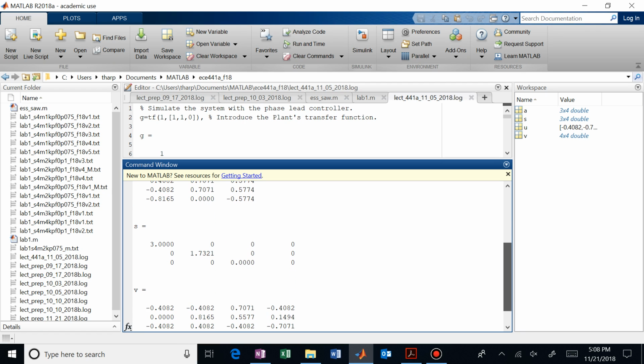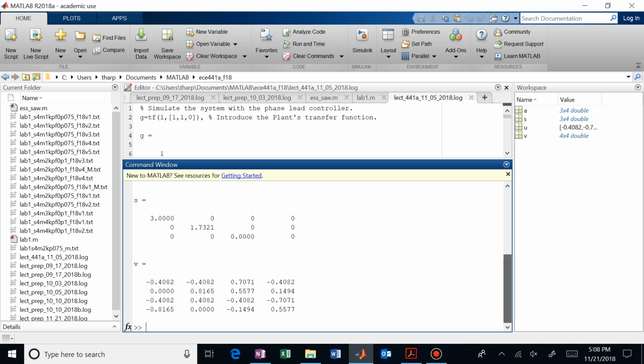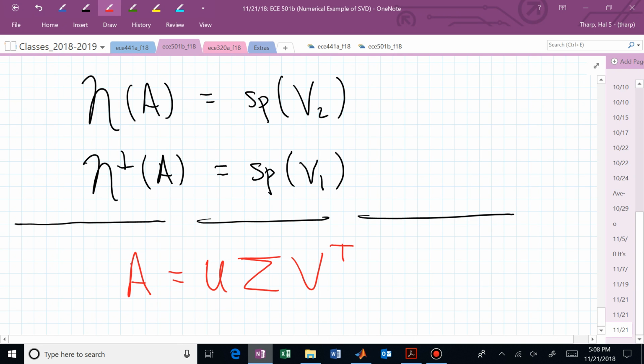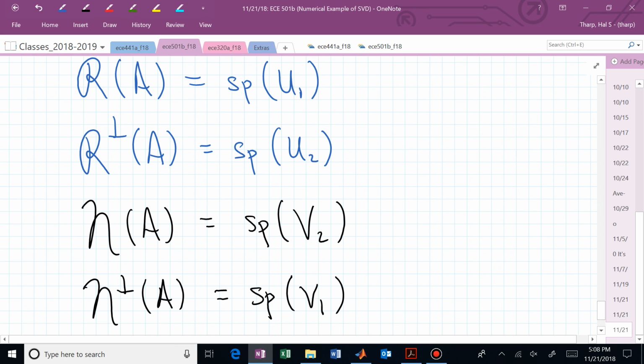generating the U matrix, the singular values. Here it was 3 and the square root of 3, and our two matrices consisting of orthonormal bases U and V. Those matrices U and V can now be compatibly decomposed into U1, U2, V2, and V1 to create basis vectors for the four fundamental subspaces associated with a generic matrix A.